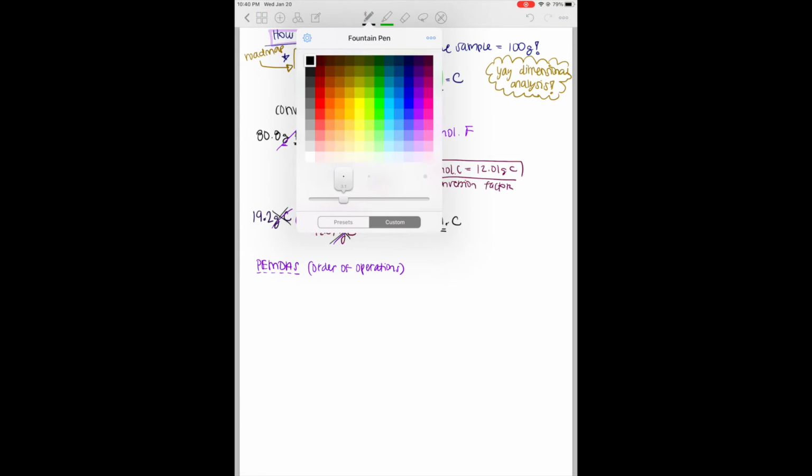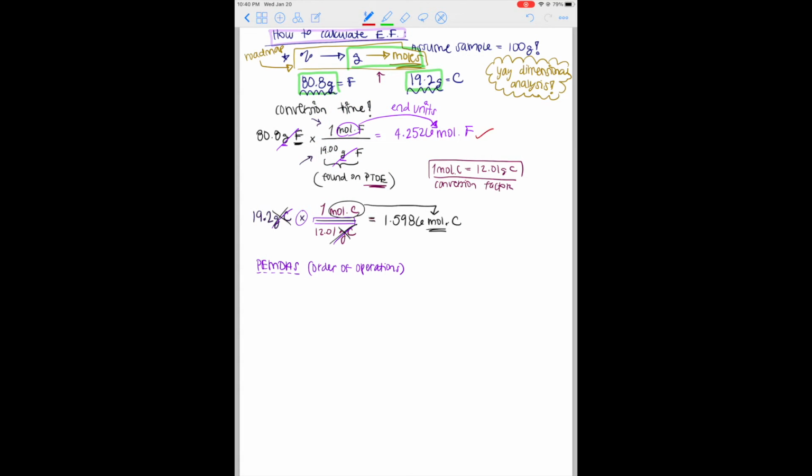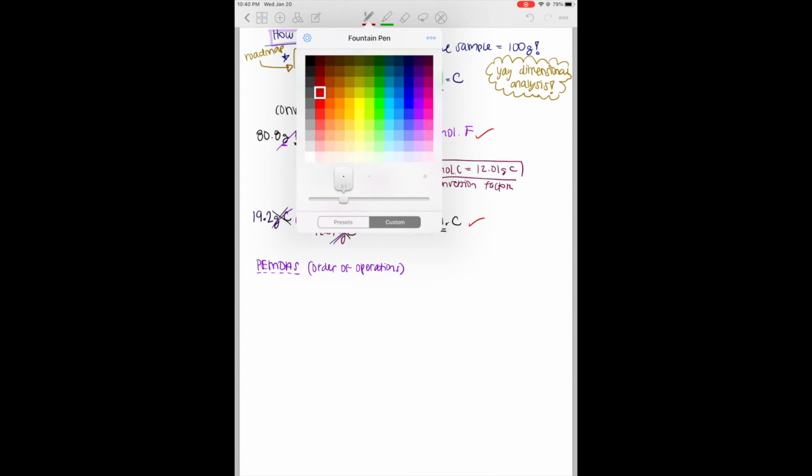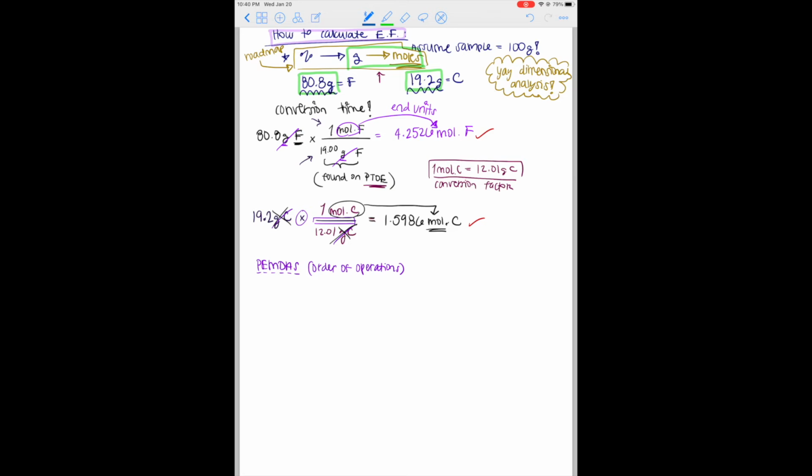Now that we have converted the masses of each element to moles, we can do the next step, which is to divide the moles of each element by the smallest value to find the ratio of the atoms. So we have two values to focus on now: 4.2526 moles of fluorine and 1.5986 moles of carbon. Can you tell me which is the smaller value of these two measurements? You are correct. It's 1.5986 moles of carbon.